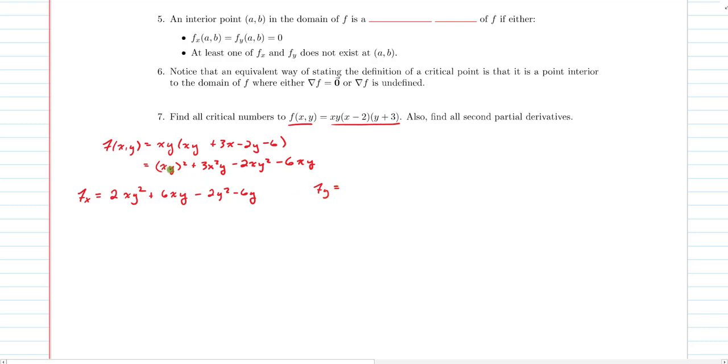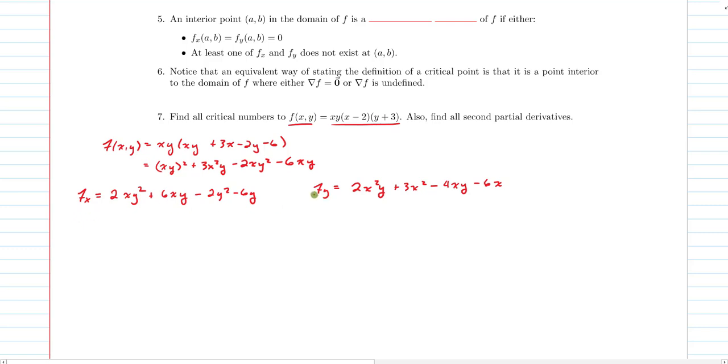So again, treating the x as a variable, we would get 2 times the quantity xy, but then another factor of x, so that gives me 2x squared y plus 3x squared minus 4xy minus 6x.